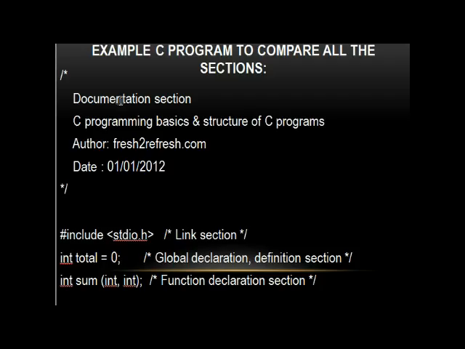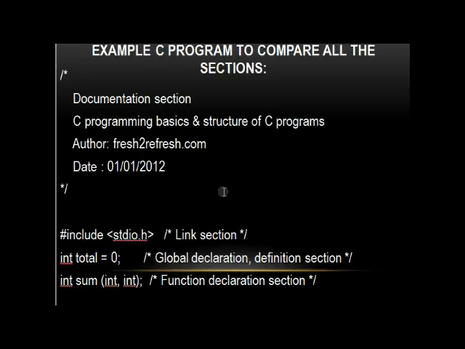The documentation section consists of a set of comment lines giving the name of the program or the author and other details if the programmer would like to use it later. You can see here the documentation is comments. As I told you before, a comment starts with a slash and a star and ends with a star followed by a slash. It has something related to the program, which the programmer will need in future.